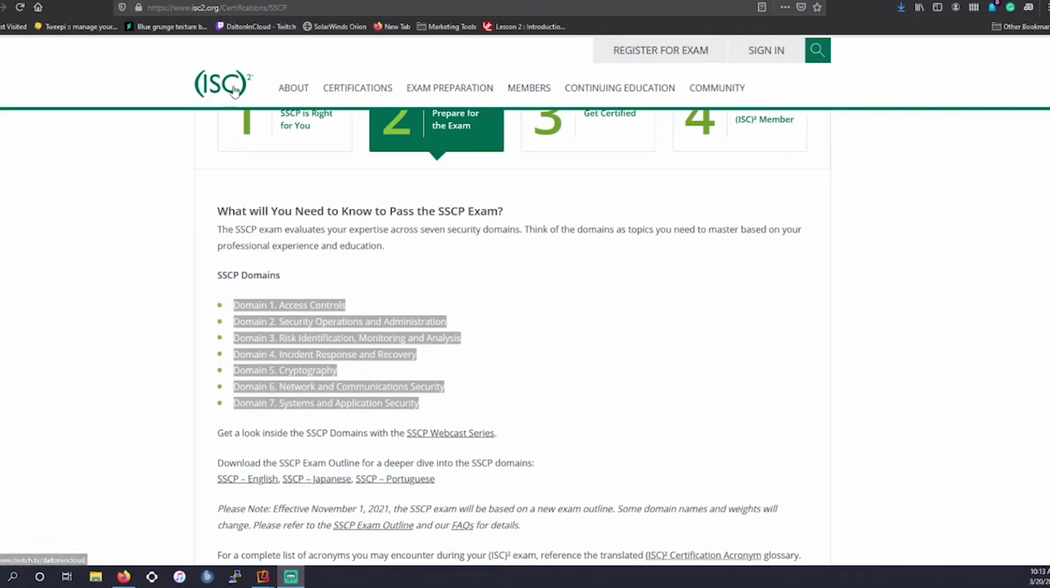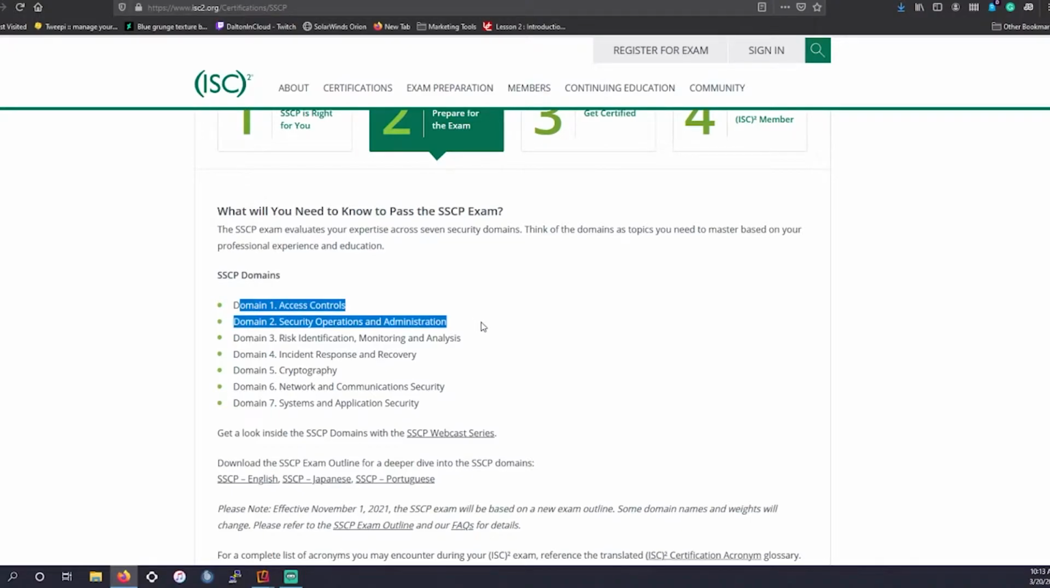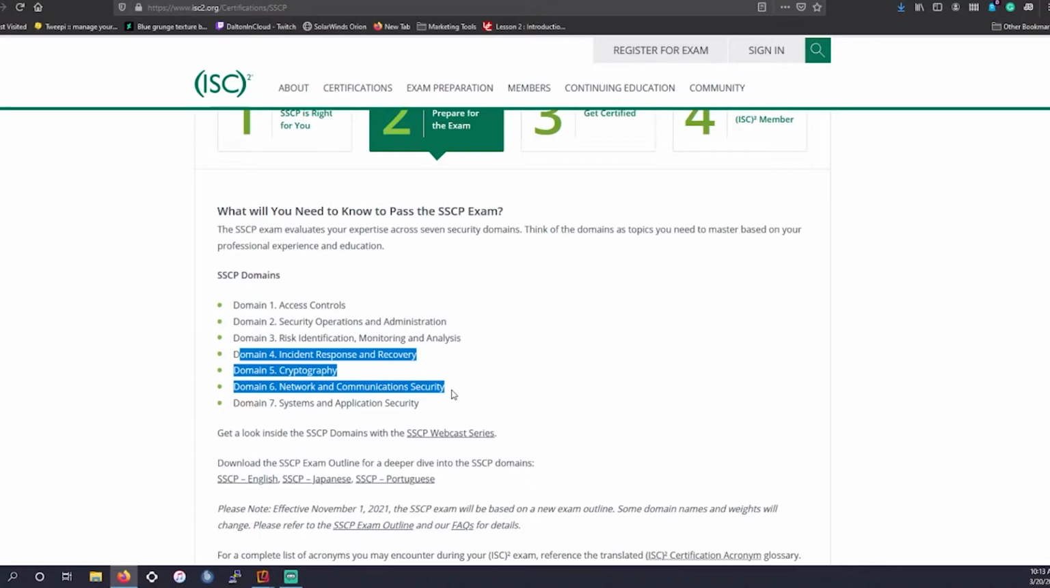All right, so we're over here on the vendor website. We have here the SSCP domains. These are going to be Domain 1, Access Controls; Domain 2, Security Operations and Administration; Domain 3, Risk Identification, Monitoring and Analysis; Domain 4, Incident Response and Recovery; Domain 5, Cryptography; Domain 6, Network Communications Security; and Domain 7, Systems and Application Security.